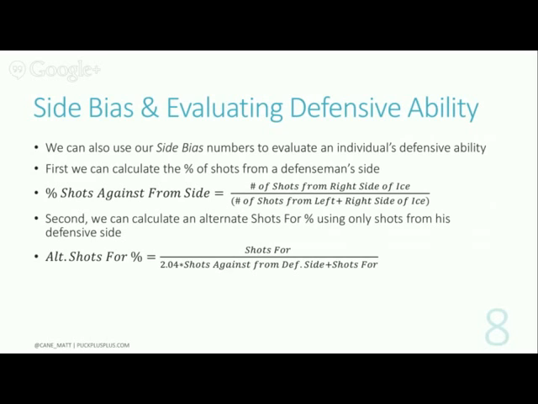The second way we can look at it is we can start to take into account the shots for and the offensive contribution that a defenseman might be making. And we can calculate what's basically an alternate or a modified shots for percentage. But rather than using all the shots against in calculating that percentage, we're just going to use a modified shots against from one side of the ice. So we're going to look at how many shots came from the left side of the ice, for example, and then we're going to multiply it basically by 2 in order to calculate our shots for percentage.